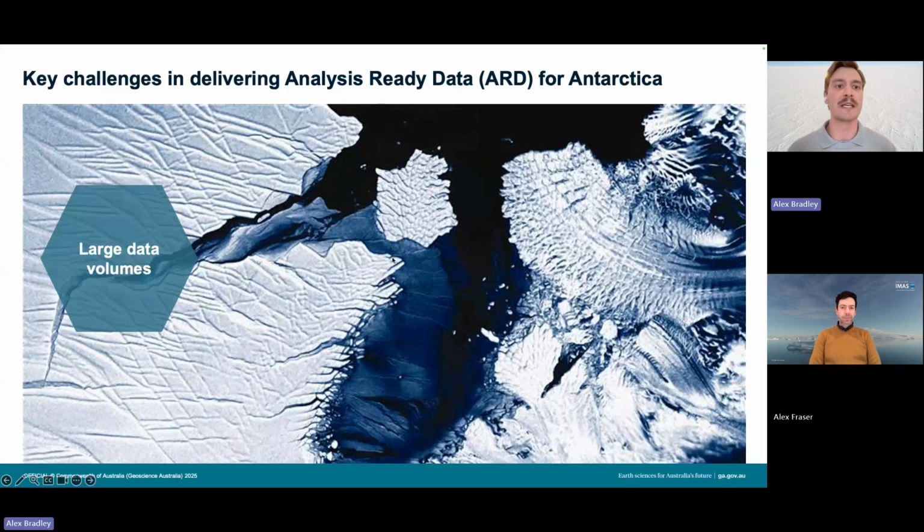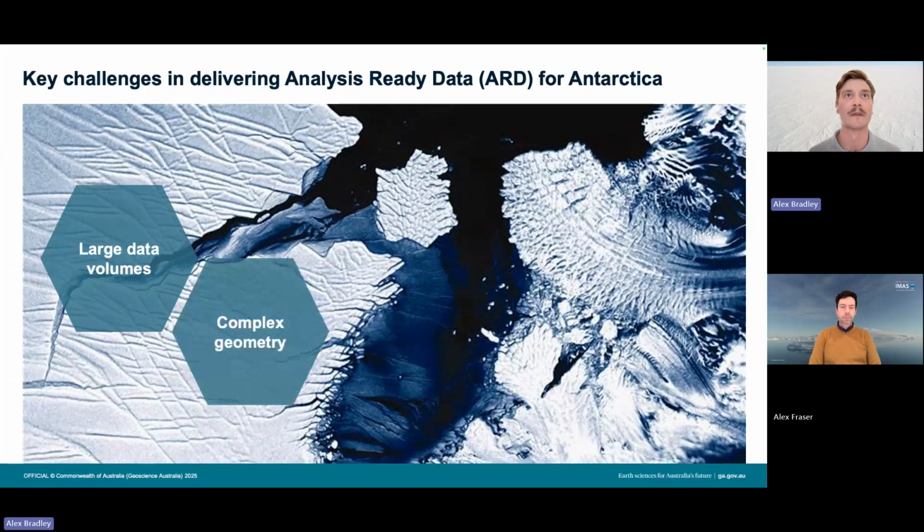Beginning with some of the key challenges that we've faced. Firstly, we're dealing with very large data volumes. I'm sure many people here who have worked with satellite data over extended periods of time understand that issue. But from our perspective, it's in two facets: firstly, in getting access to data that we want to process, and secondly, in how we want to store the products that we make. So we really need to be smart about how we work with these large data volumes.